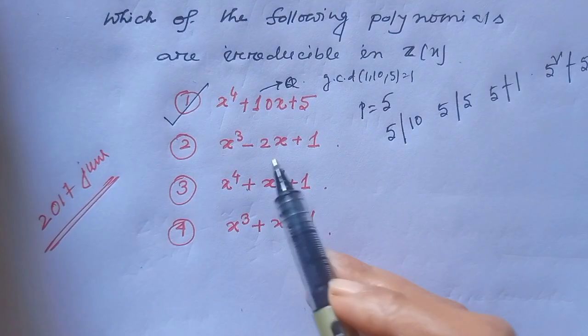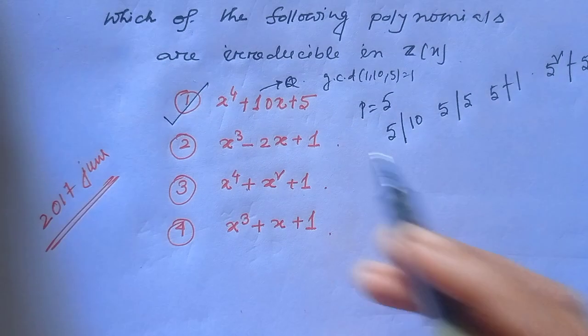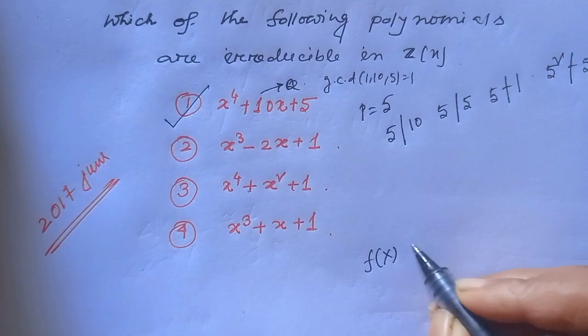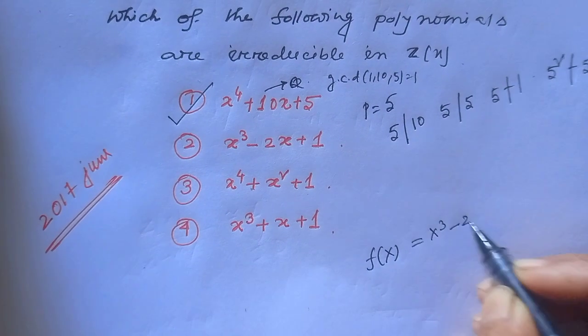Second, x cubed minus 2x plus 1. f(x) equals x cubed minus 2x plus 1.